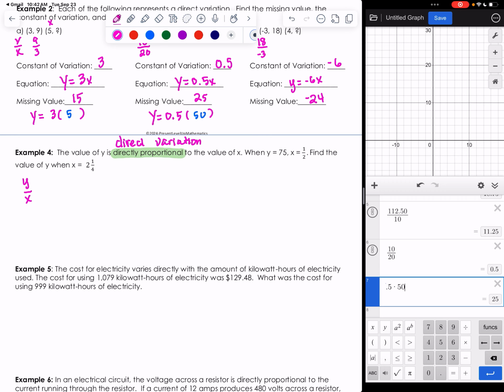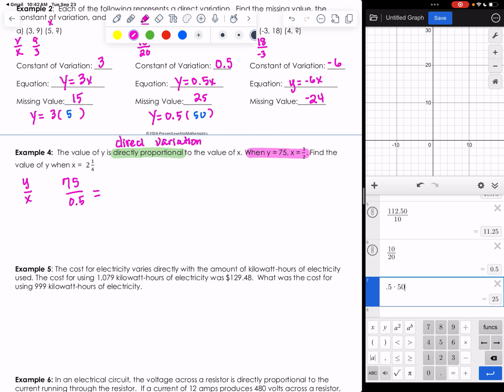Now, in our first statement, let me highlight it here. Let me put it in pink. In our first statement, it says when y is 75, x is 1/2. So I'm going to write my first fraction as y over x. Now, I will put 1/2 as 0.5 just because it's easier to put in my calculator.